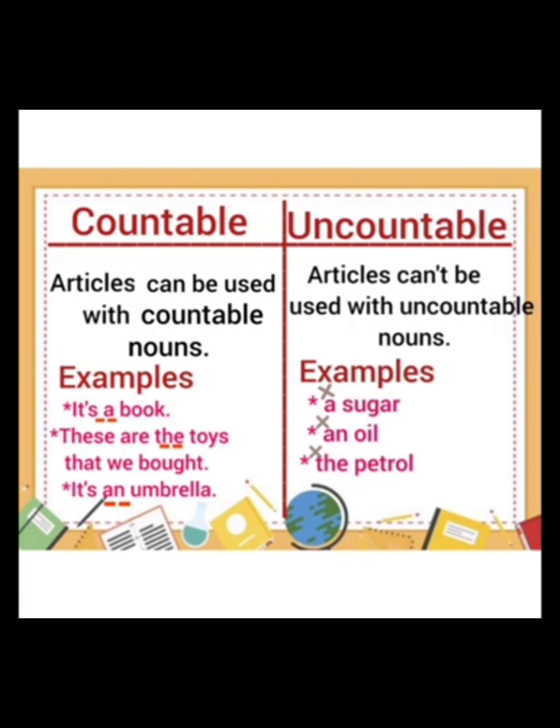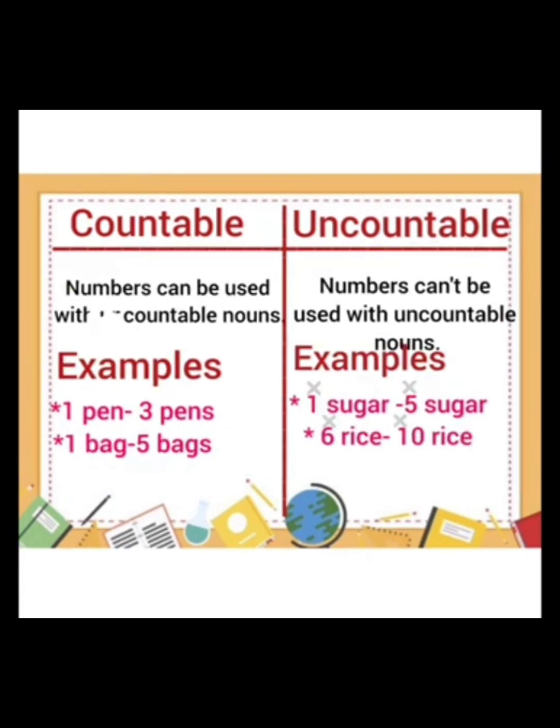The next difference is that numbers can be used with countable nouns. For example, 1 pen, 3 pens, 2 bags, 5 bags. But for uncountable nouns, numbers cannot be used. For example, again, we cannot say 1 sugar or 5 sugar or 6 rice and 10 rice. But yes, we can say 6 bags of rice or 5 bags of sugar because bags is a countable noun.